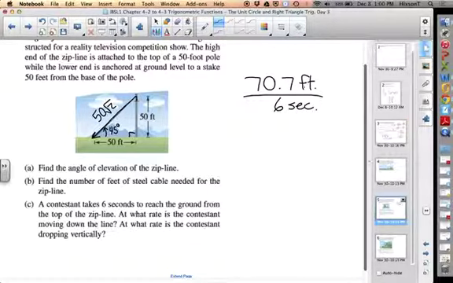The first part is, at what rate is the contestant moving down the line? That's this speed right here, which comes out to 11.8 feet per second. But again, that's down the line.